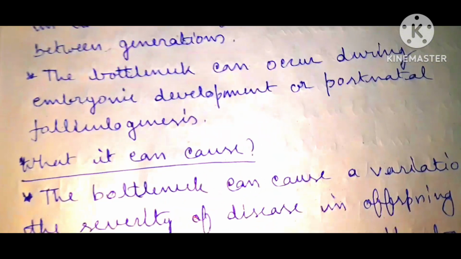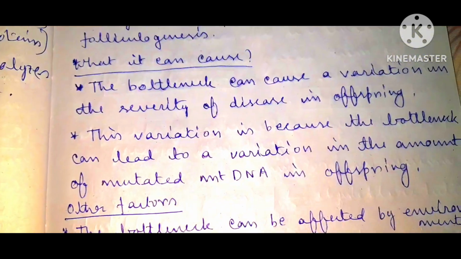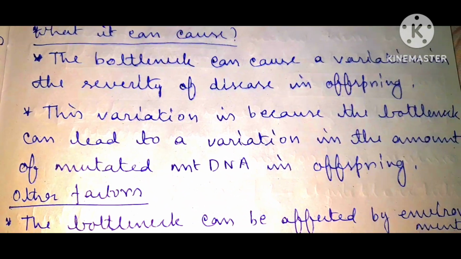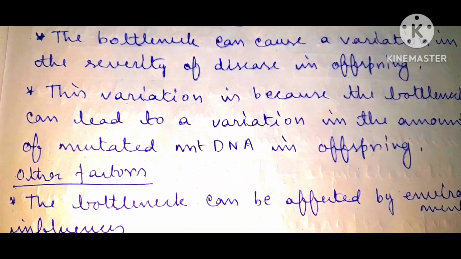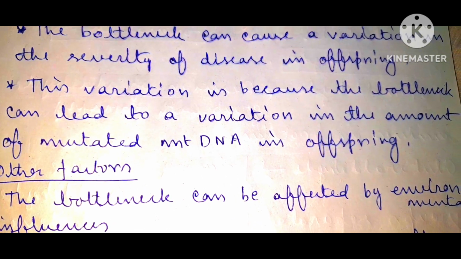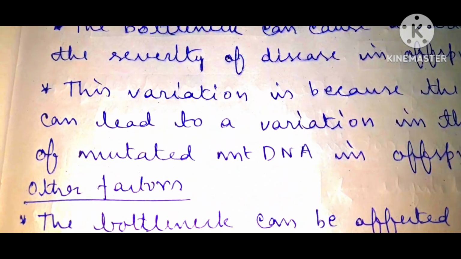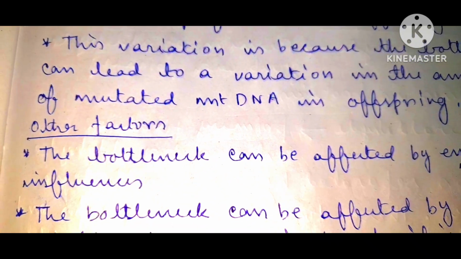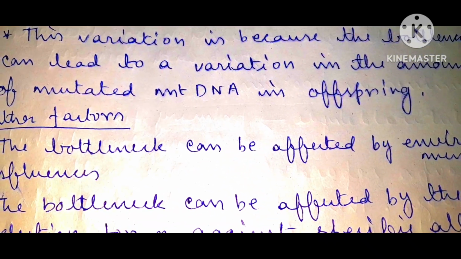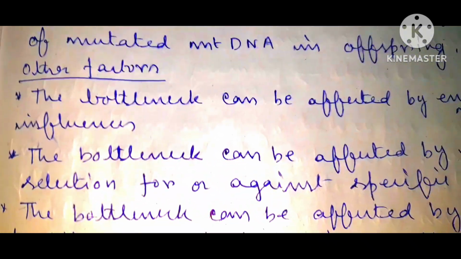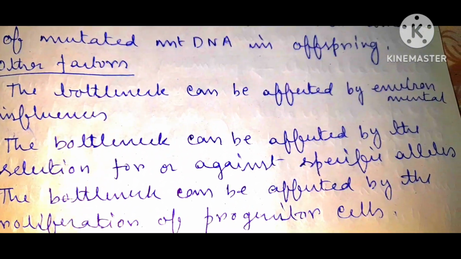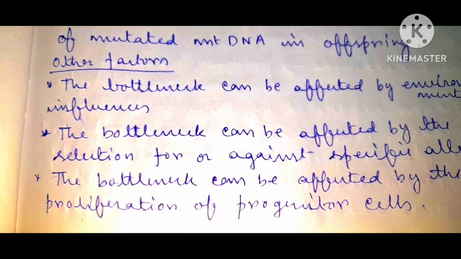And what can it cause? The bottleneck can cause a variation in the severity of disease in offspring. And this variation is because the bottleneck can lead to a variation in the amount of mutated mitochondrial DNA in offspring. And other factors: the bottleneck can be affected by environmental influences.